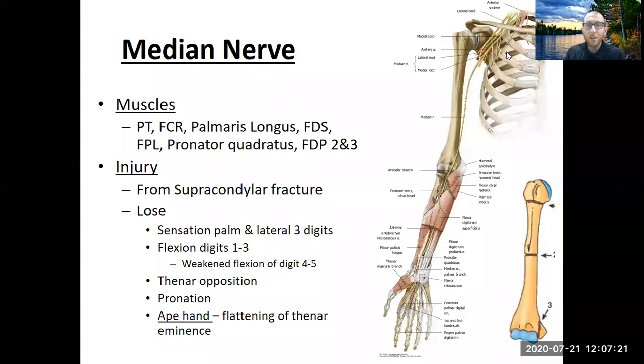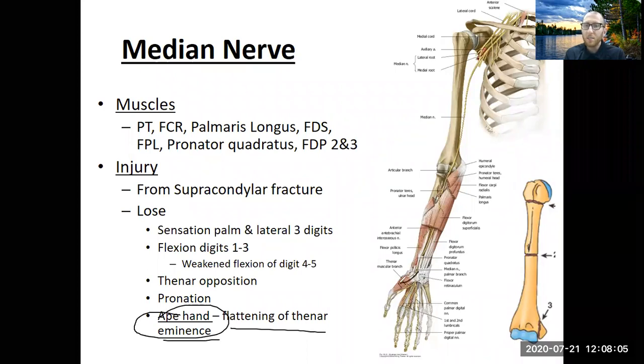Now with the median nerve, just think about what muscles it innervates. Here are all the muscles it innervates. So you would have issues with flexing the wrist, flexing the fingers, flexing the thumb, but then certain ones, just certain digits. So again, remember that division, but you might have injury, again, if you damage the humerus for the median nerve. And we're going to talk about this later as well, with something called the ape hand, which is the flattening of the thenar eminence.